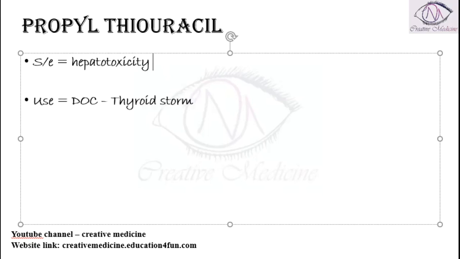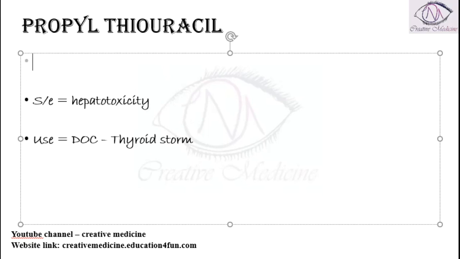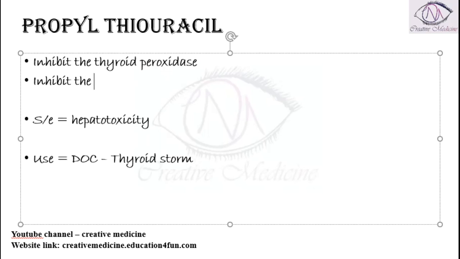Why propylthiouracil? Actually, it has two actions. It will inhibit the thyroid peroxidase enzyme, and it will also inhibit the conversion of T4 to T3. So as a result, it is used in thyroid storm as the drug of choice.